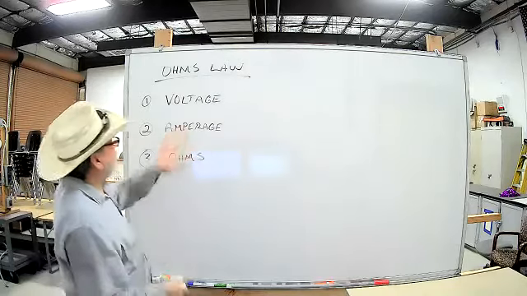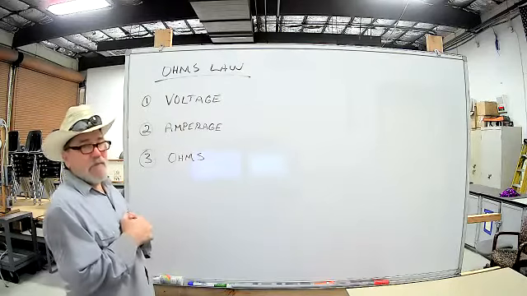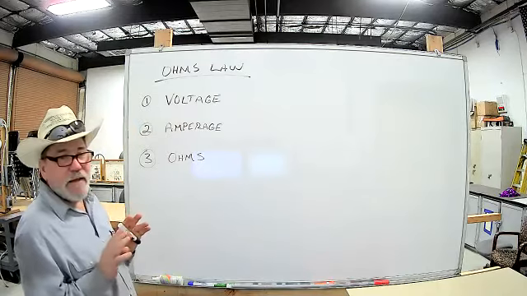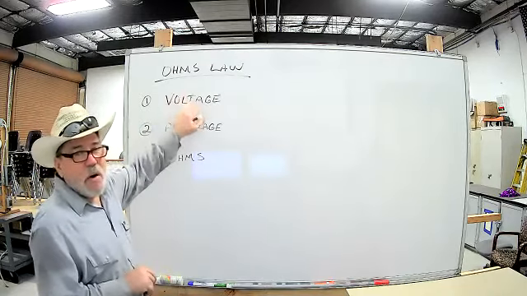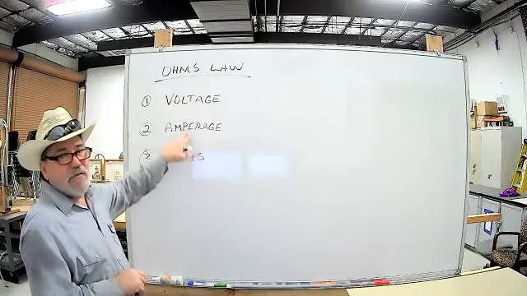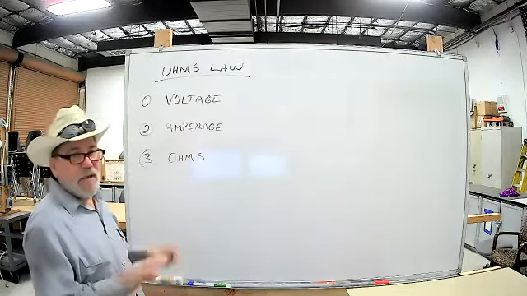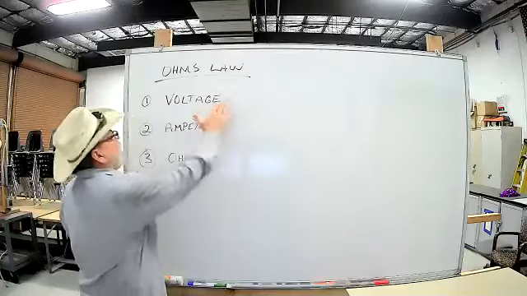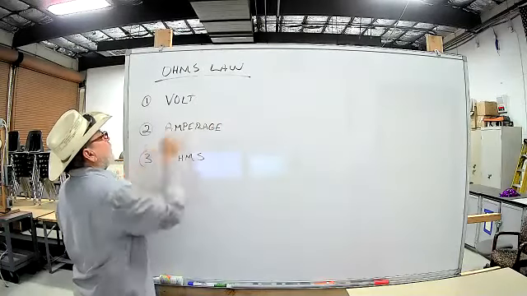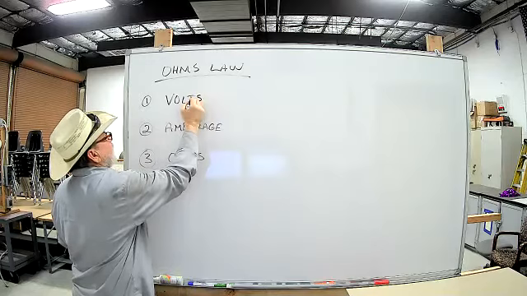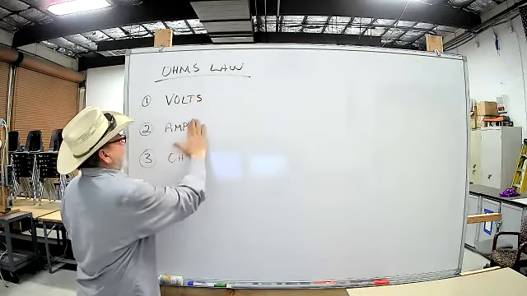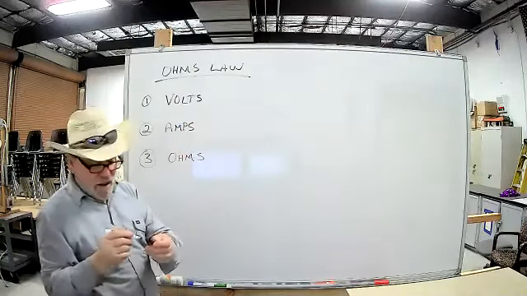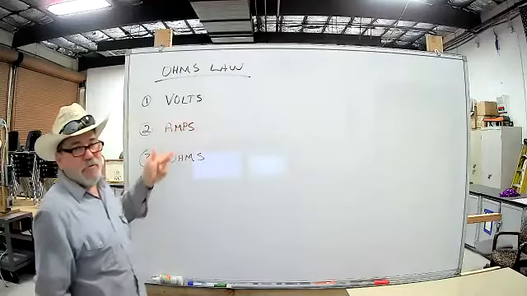Now, my big deal is to simplify this for you guys. I want to get away from the E, I, and R: electromotive force, resistance, and amperage being I. So let's get away from that. Voltage, we're just going to call volts. Amperage, we're going to call amps. This is the typical slang you're going to hear in the electrical world: volts, amps, and ohms.